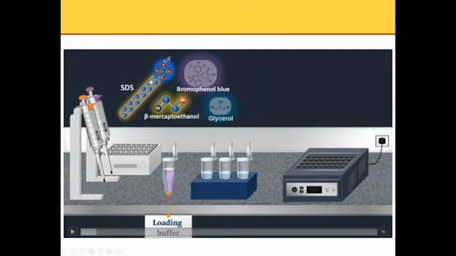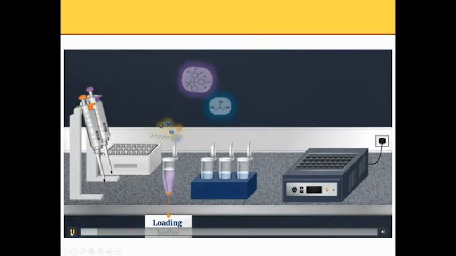So you have SDS, which will give the protein a negative charge, but beta-mercaptoethanol or DTT is a reducing agent, to break the disulfide bonds. And then you have bromophenol blue to track the protein electrophoresis, and glycerol, just to make sure the sample will go down to the bottom of the well, so that the sample will not disperse in the liquid solution.